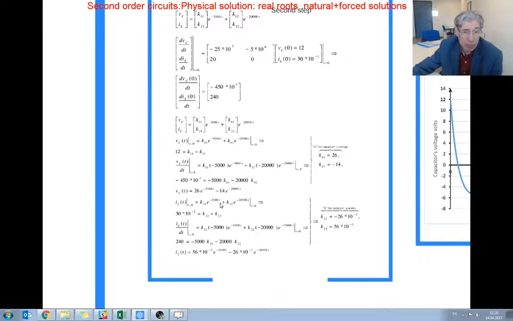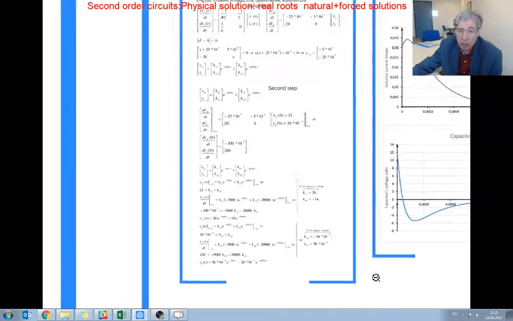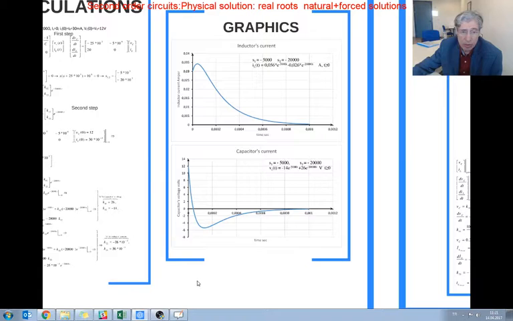If you do similar things for the inductor function that you found from here, you end up with this result. So k11 and k12 have been calculated separately for the capacitor voltage, and these have been calculated separately for the inductor current. Let's examine the solutions that we found here. This is the inductor current, and the capacitor voltage is changing like that. So we know these are the natural solutions now.